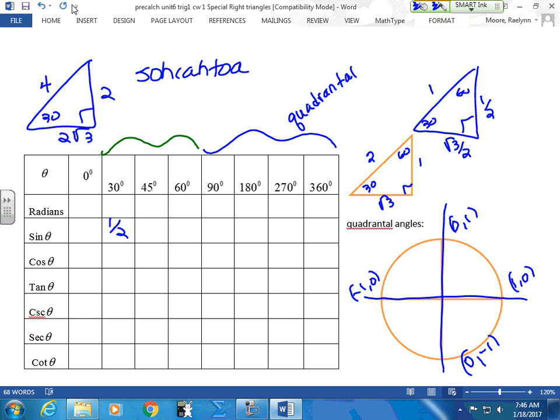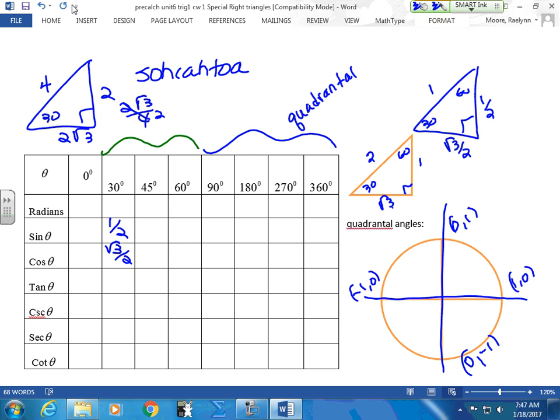If I pick this, the only thing I have to do here is reduce this. If I pick this over 1. If I pick this, radical 3 over 2. Do you see where that came from? Adjacent over hypotenuse. You guys do SOHCAHTOA?